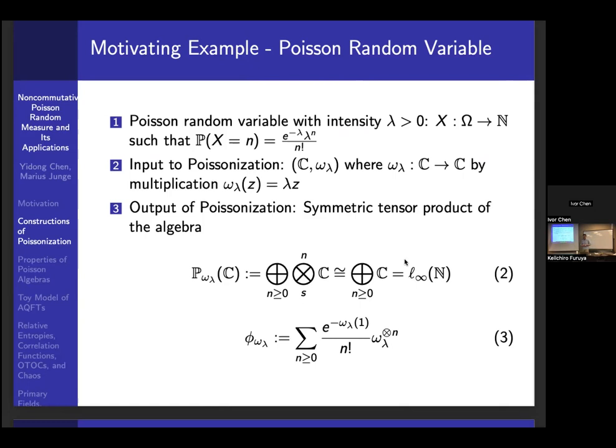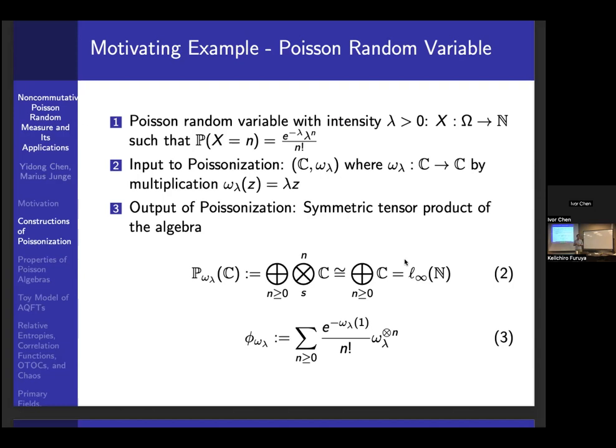And let's recast the Poisson random variable using the language of Poissonization. Just to give you a flavor of how this Poissonization construction actually goes. So remember, the input is an algebra with a weight. What is the algebra here? Well, complex numbers, the simplest thing you can get. Complex numbers is obviously a Von Neumann algebra. There's nothing to say here. What is the weight? Omega lambda. It's multiplication by the number lambda.